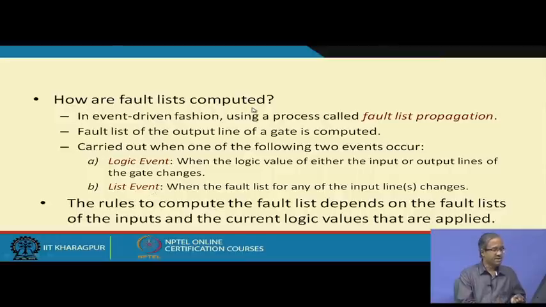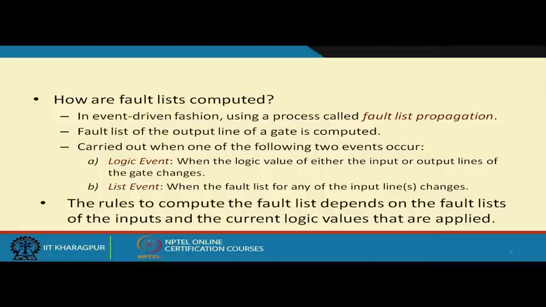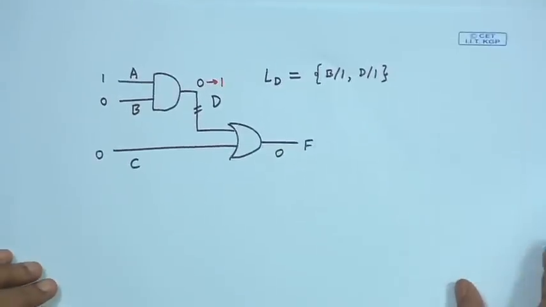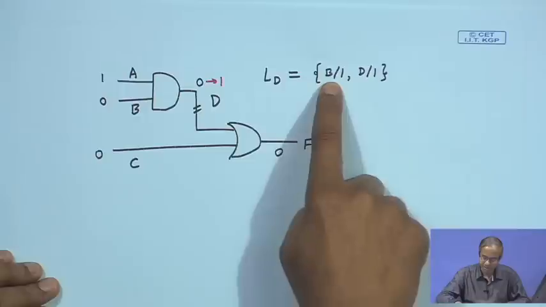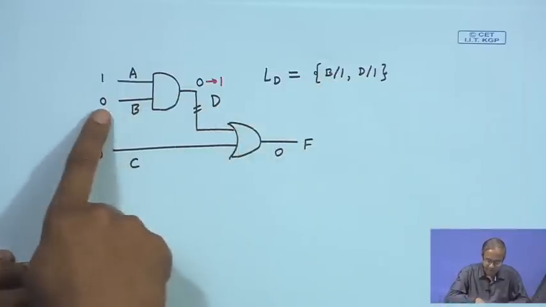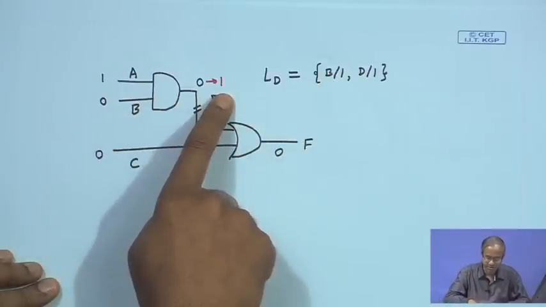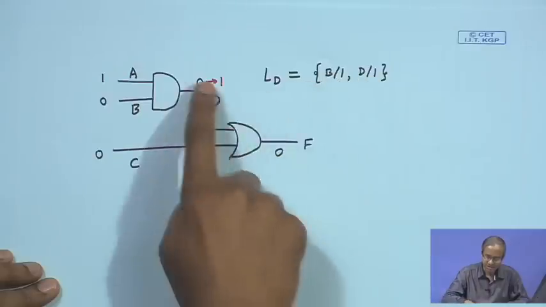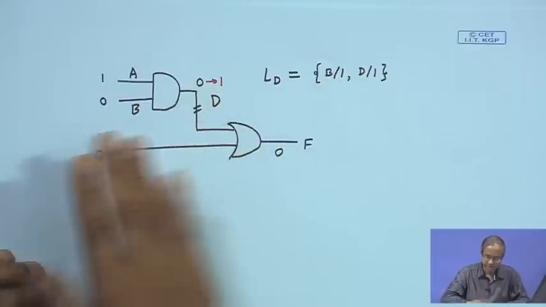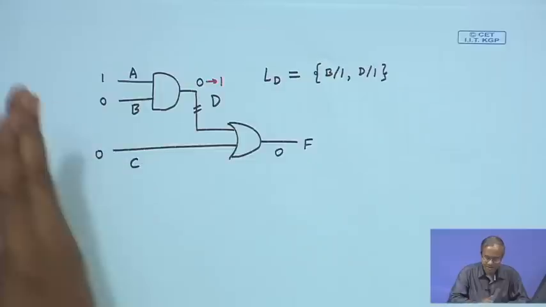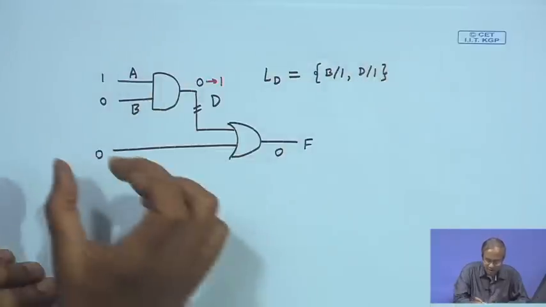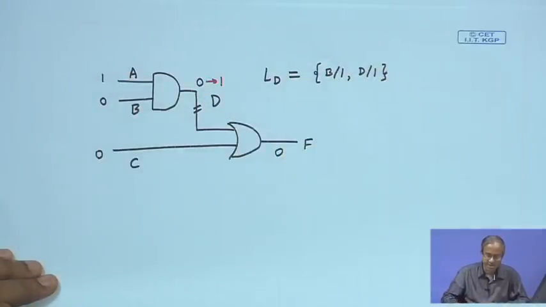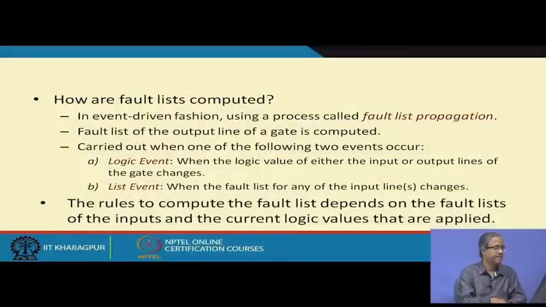Now, fault lists are computed in an event driven fashion, as I said. Fault list propagation: in the example that I showed just now, there was one fault B stuck at 1 which has propagated from the input side to the output side, okay? But D was a local fault, right. So, there is a concept of fault list propagation. As I move from the input to the output side, fault lists are systematically propagated, okay.